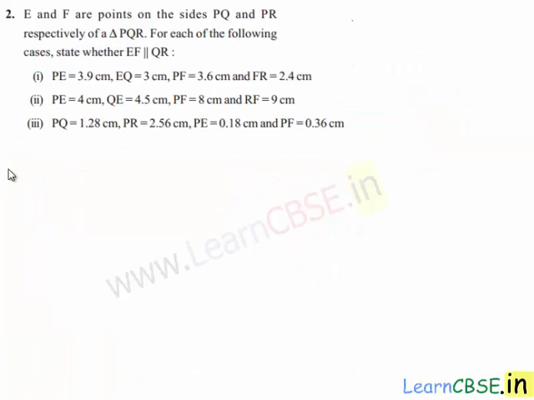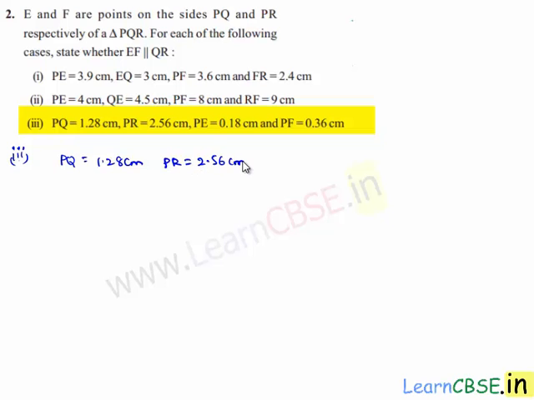Moving on to the third bit of second problem, let us note down the given data. That is, PQ is equal to 1.28 centimeters, PR is equal to 2.56 centimeters, PE is equal to 0.18 centimeters, and PF is equal to 0.36 centimeters.